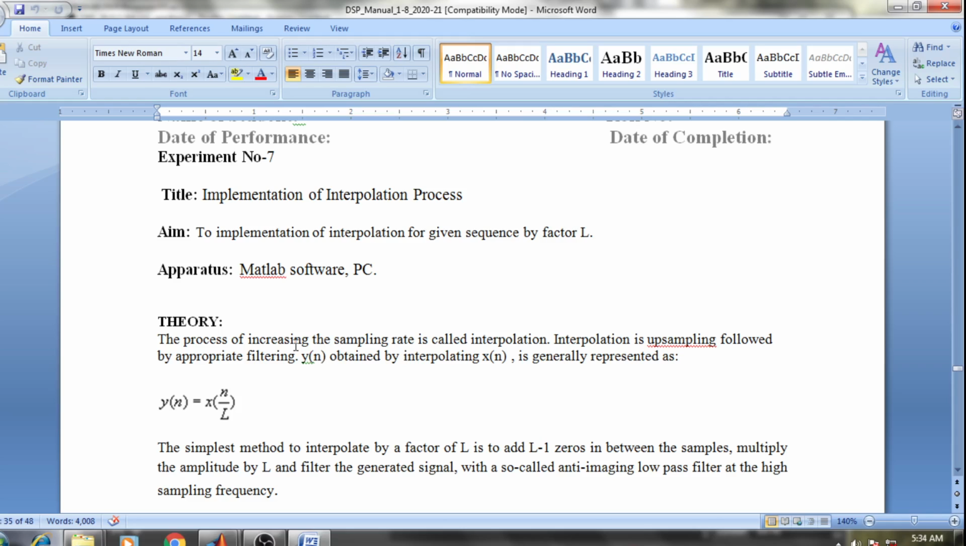interpolation means upsampling. Interpolation is the process of increasing the sampling rate. We can reduce the sampling rate as well as increase the sampling rate, so that's why it is called the upsampling process. Now the question arises, how will you get the upsampling?